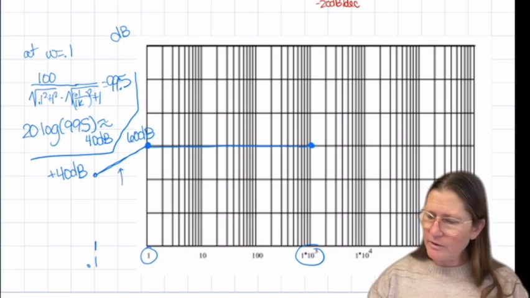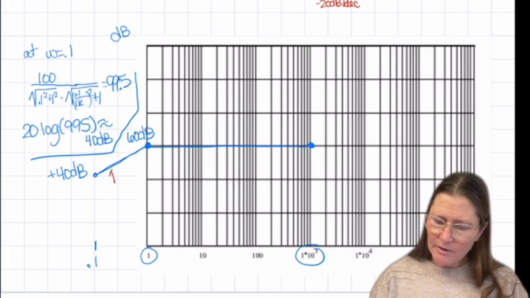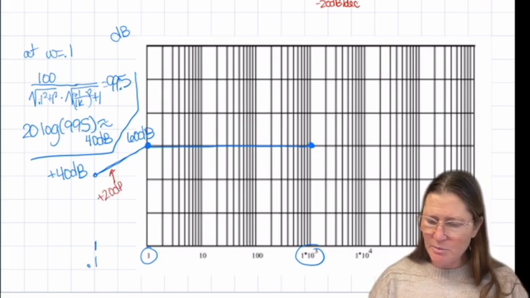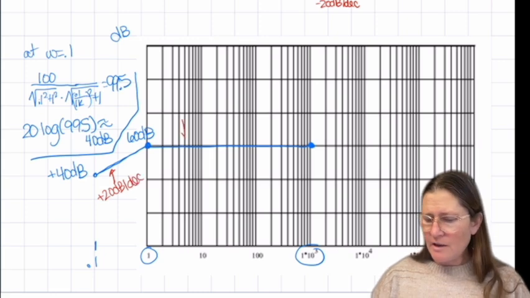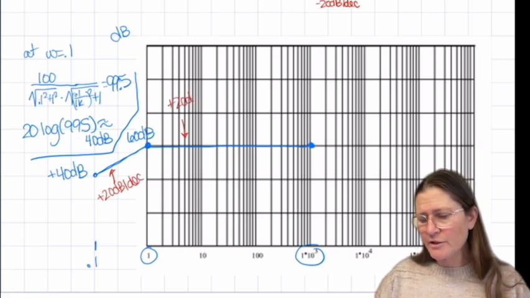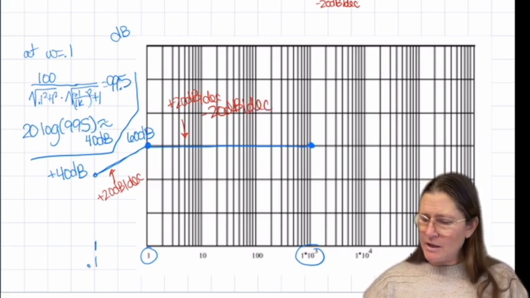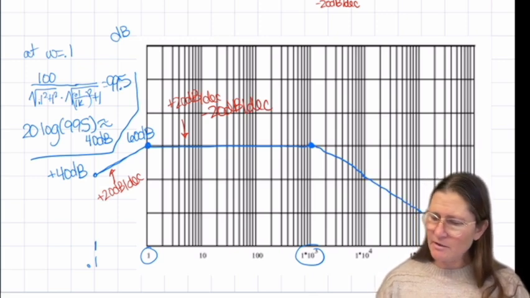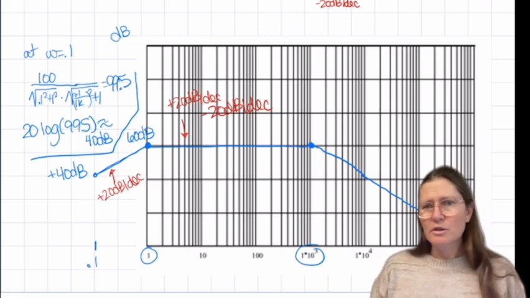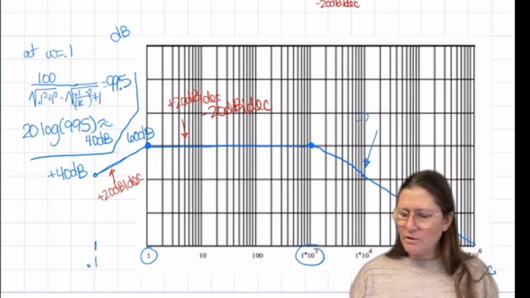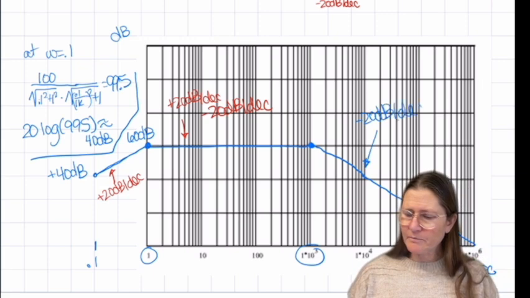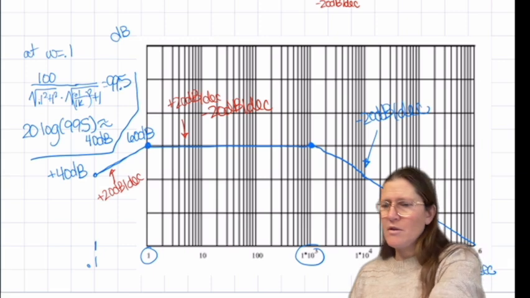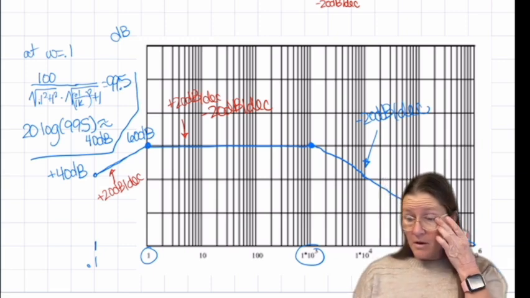So this was increasing at 20 dB per decade. And then this had a subtraction off of that slope of minus 20 dB per decade. And then here we're going to go down at a rate of 20 dB per decade due to the second pole. So this is going to decrease by 20 dB per decade.